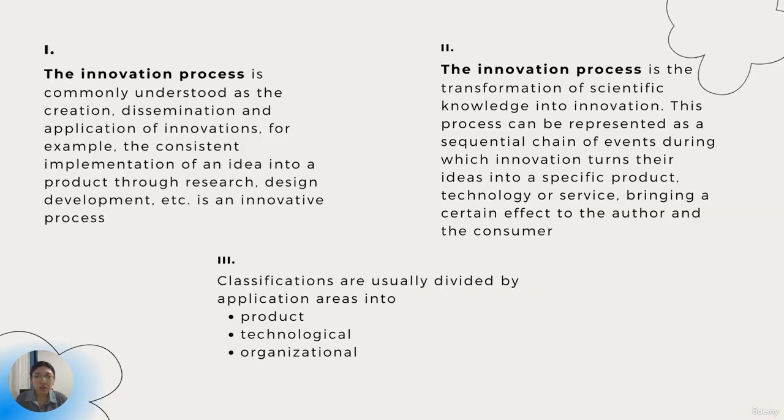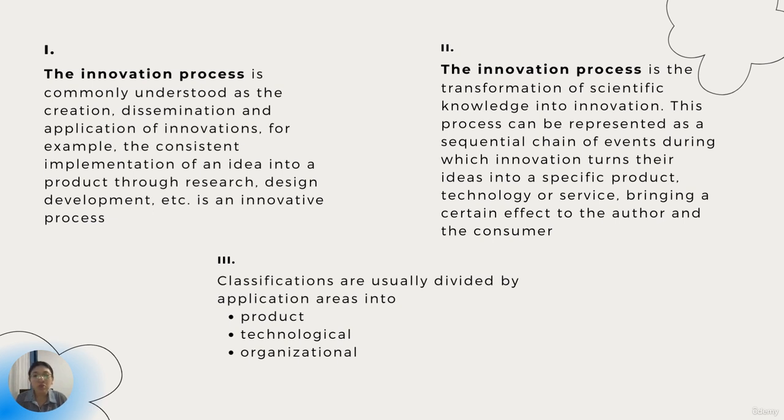The next little topic is about the innovation process. So, the innovation process is commonly understood as the creation, dissemination, and application of innovations. For example, the consistent implementation of the idea into a product through research and design development is an innovative process. Classifications are usually divided by application areas into product, technological, and organizational. And the innovation process is the transformation of scientific knowledge into innovation.